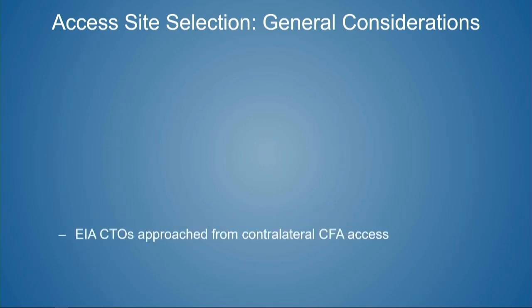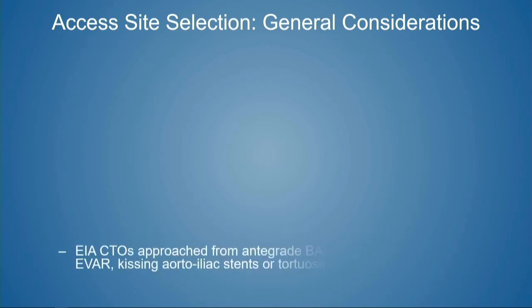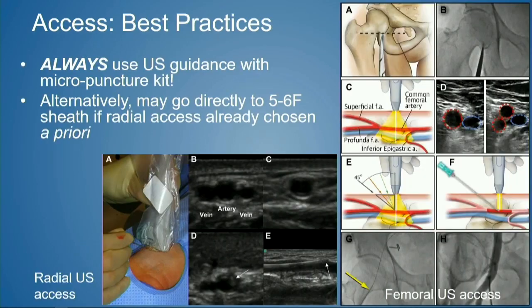And if it's an external iliac artery CTO, if the bifurcation is reasonable, then it's easy to just go up and over as opposed to having to work from the arm. And certainly if a patient has had a prior aortobifem, EVAR, or kissing stents or tortuosity, then it's perfectly reasonable to come from above as well. So in my mind, no matter which access you choose, you should always do it with ultrasound.